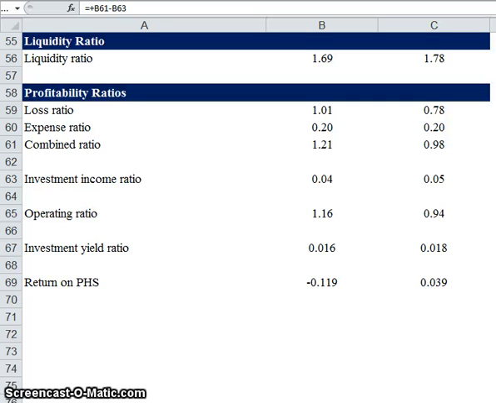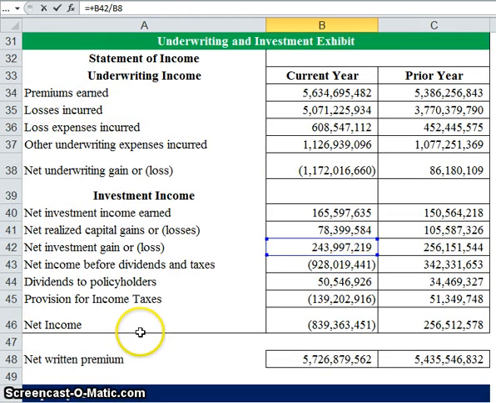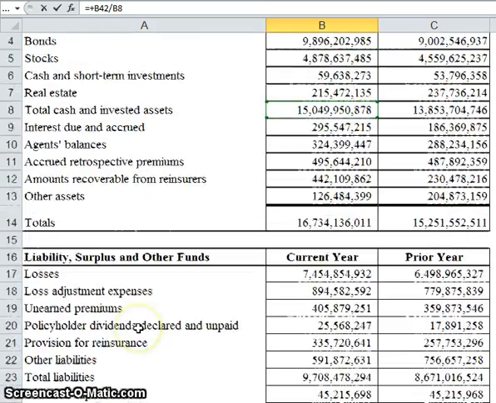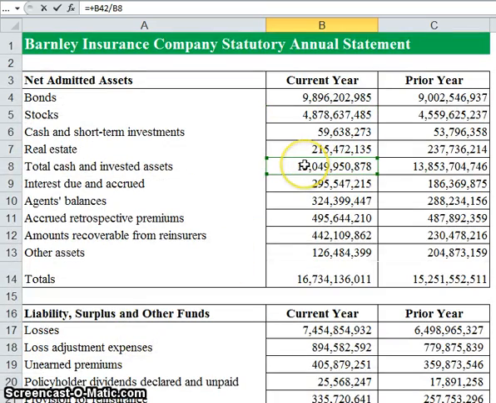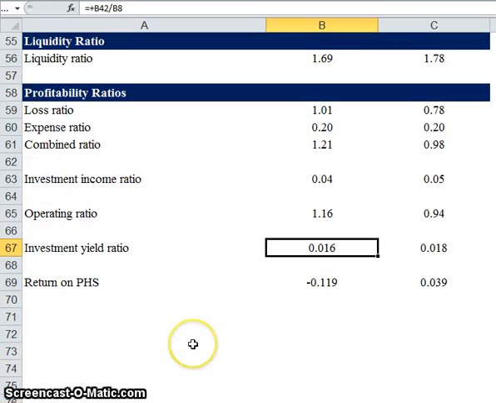What did Barnley earn on its investments? We can determine that by dividing its net investment gain or loss by its cash and other investable assets here. Expressed as a percentage, in the current year, Barnley earned 1.6%, and last year it earned a little more at 1.8%.